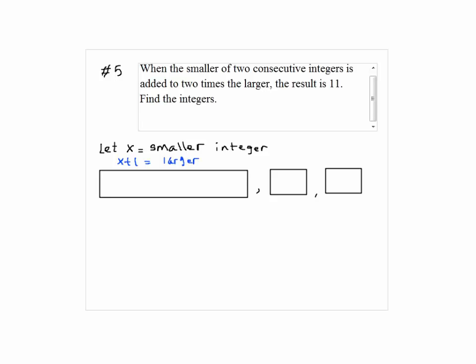Larger integer. So here it says when the smaller of two consecutive integers, which would be x, is added to 2 times the larger integer, and the larger integer we established would be x plus 1, then it should add up to 11. This is how you set up the equation.